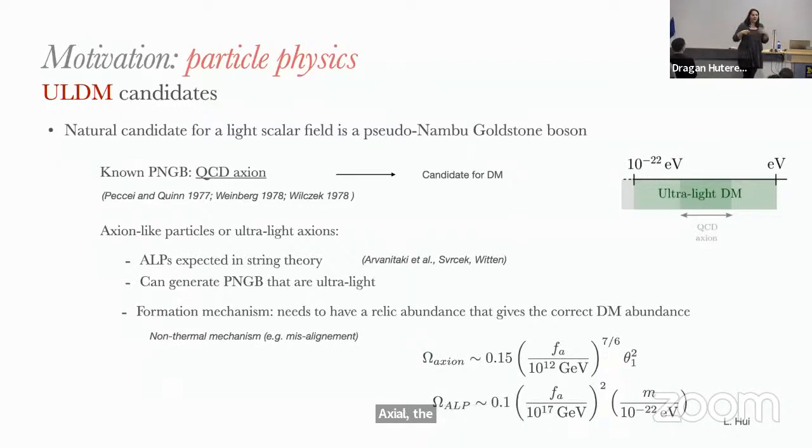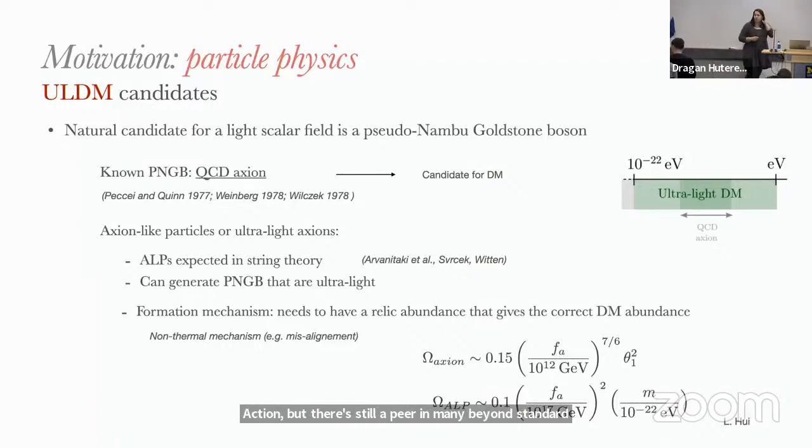So I could have a beyond standard model theory or a string theory, and this string theory has some extra very light fields around, and we call those axion-like particles or ultralight axions. And those can have masses that span all this range from 10 to the minus 22 eV to eV. So they are not as well motivated as the QCD axion, but they still appear in many beyond standard model theories.